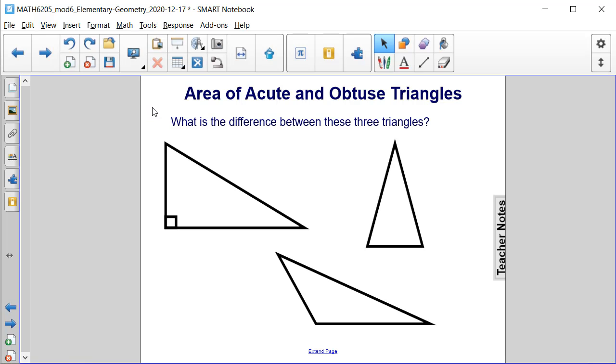Find the area of different types of triangles. Let's first examine the difference between the three triangles shown on this slide.